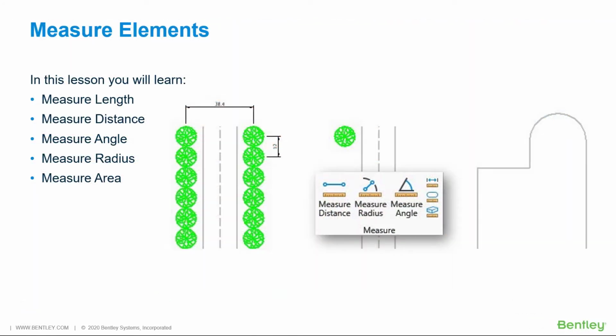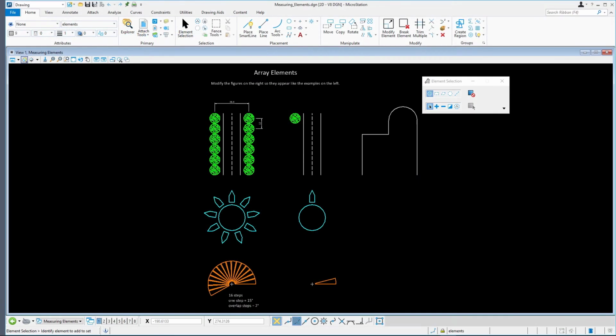A common practice as you develop your drawing is to measure a length, distance, radius, diameter, angle, or area of drawing elements. To do this, you use the measure tools, which you will find on the Analyze tab in the Measure Ribbon group. In this lesson, you will learn to measure length, measure distance, measure angle, measure radius, and measure area. Let's continue with the Measuring Elements DGN in the Measuring Elements model.